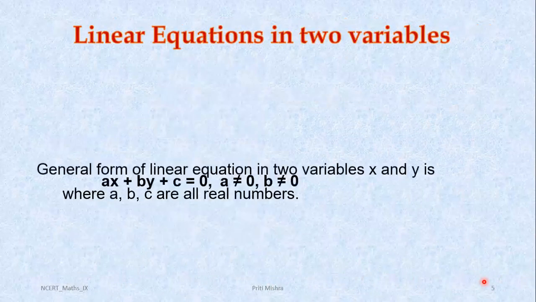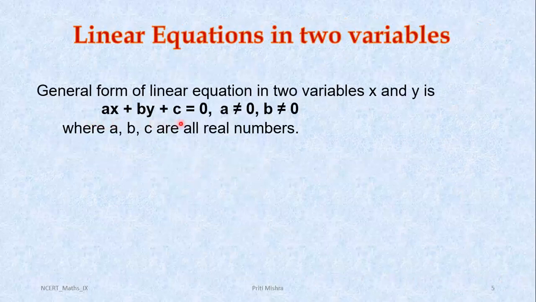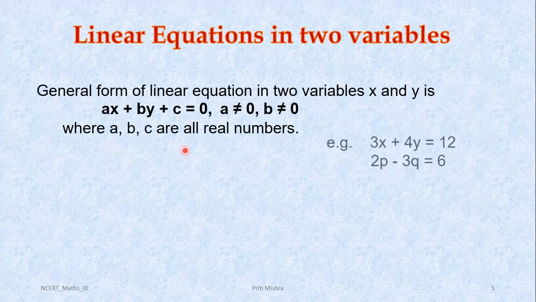So the general form of a linear equation in two variables is ax plus by plus c equals 0. a and b shouldn't be equal to 0, because when a is 0, the term with x becomes 0 and it reduces to a single variable equation. Just like this, when b is 0, it again reduces to a single variable equation in x. That's why this condition is mandatory: a shouldn't be 0 and b shouldn't be 0, and a, b, c are all real numbers.